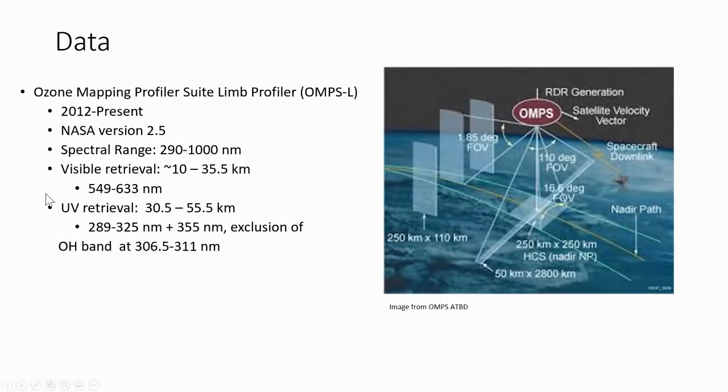The OMPS-Limb profiler was launched in 2012 and is still currently running. And this was launched on the Suomi NPP satellite. We are using the retrieval version, NASA's 2.5, and the spectral range of the instrument is 290 to 1,000 nanometers, and it's a polar orbiter with a visible retrieval that goes from about 10 to 35 kilometers and a UV retrieval that goes from 30 kilometers to 55 kilometers in the atmosphere.